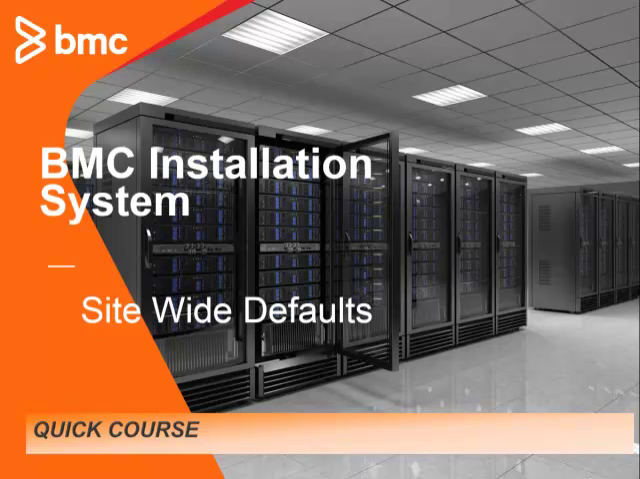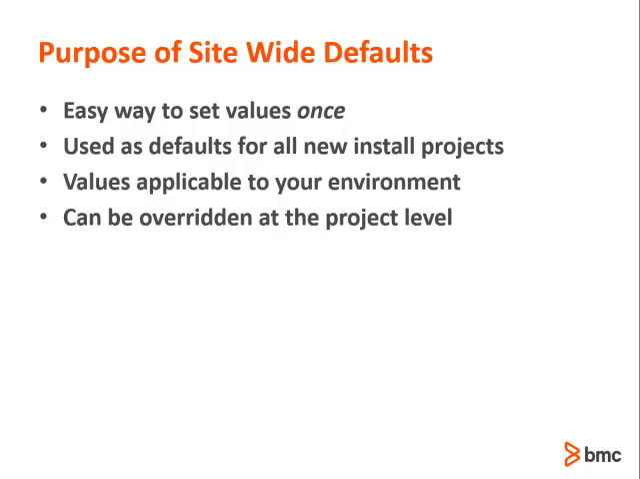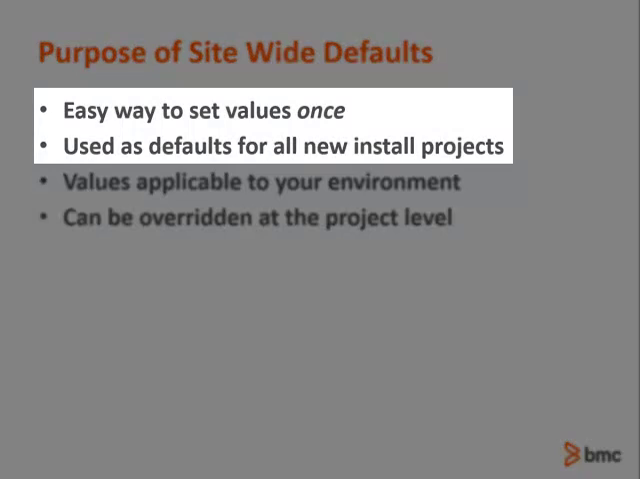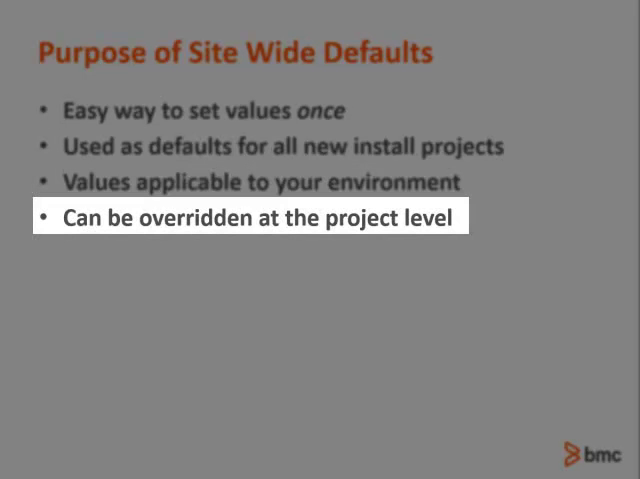In this session, I'll show you how to set the site-wide defaults in the installation system. The purpose of the site-wide defaults is to provide a way to set defaults for common items that would typically have the same value across all install projects at your company. The values can be set once and then will be inherited by all new install projects. The values that you use are applicable to your company's environment. For example, you can provide SMS values for allocations. Most values can be overridden at the project level.